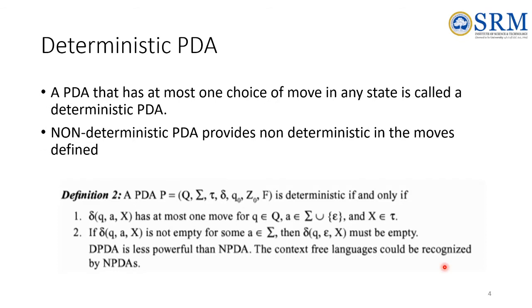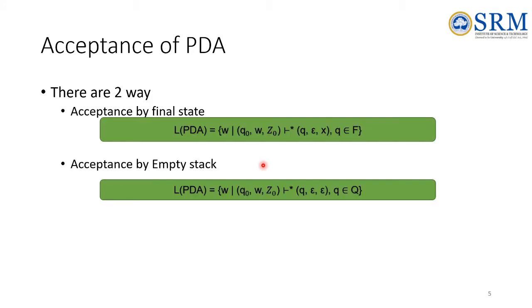There are two types of PDA, deterministic and non-deterministic PDA. In this video we are going to see how to construct a deterministic PDA. In a deterministic PDA, as the name suggests, for a single input there is only a single move, whereas a non-deterministic PDA, for a single input, can have more than one move.